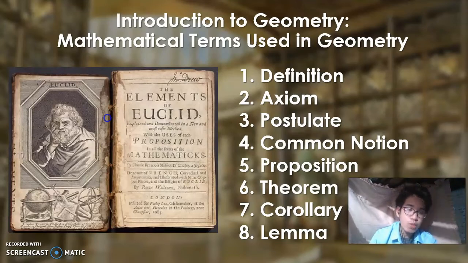Then we also have axioms. Okay, so axioms are true statements. And also postulates. Postulates are also true statements, but postulates are more like assumed to be true. Okay, so these are statements that are assumed to be true. And we also have common notions. These are also true statements, but they are in terms of quantity.